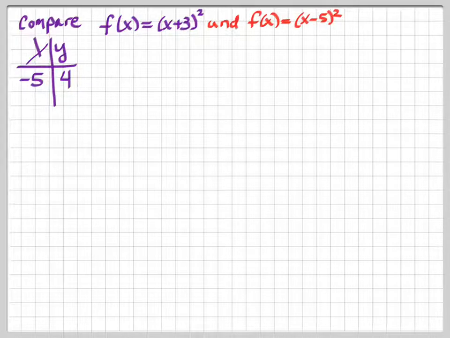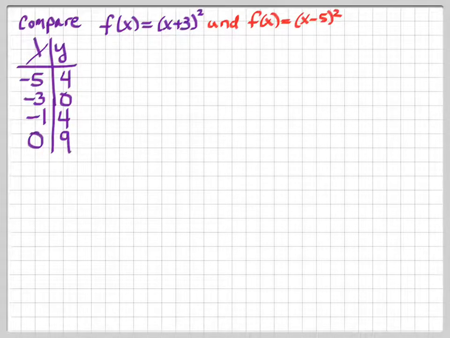So if I plug negative 5 in for x, out will come 4 for y. If I plug negative 3 in, then I'll get 0. And if I plug negative 1 in, I'll get 4. I'm just picking some negative numbers. I'm going to the right, and then at 0 I get 9.